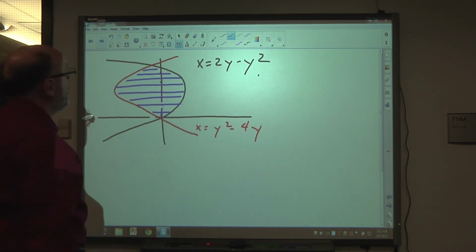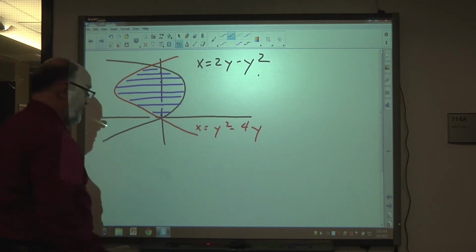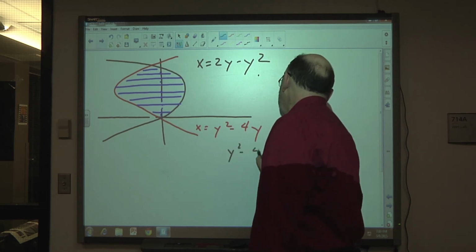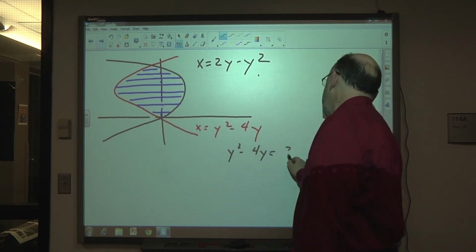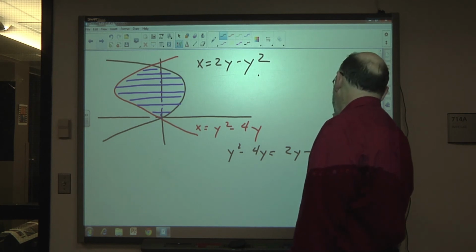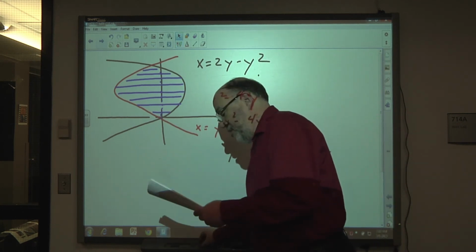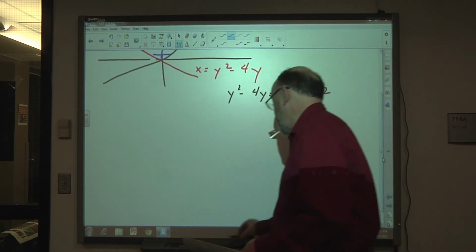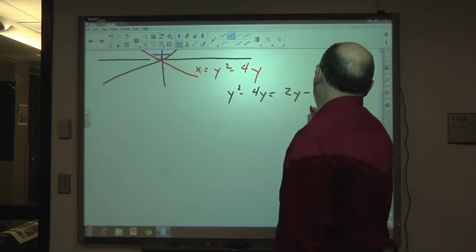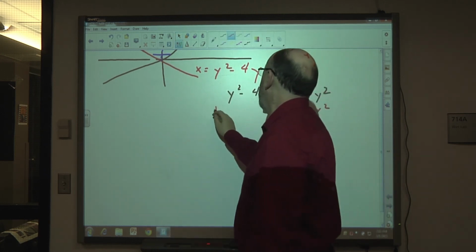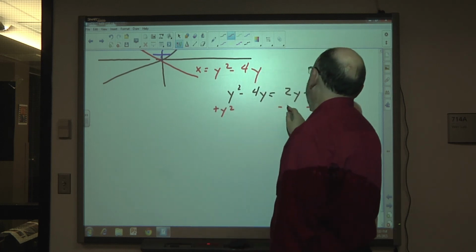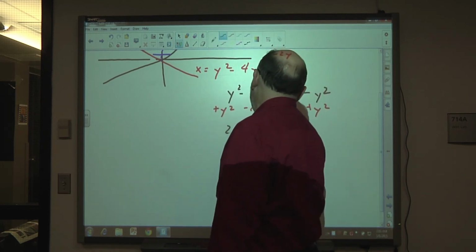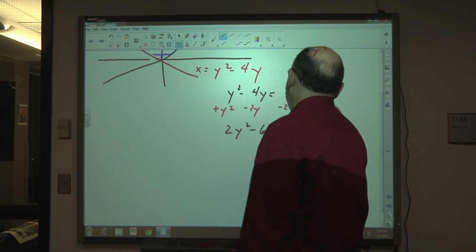All right. So now we need to know where the 2 points are where they intersect. So again, we take our equations and we set them equal to each other. So y squared minus 4y is going to equal 2y minus y squared. So we're going to solve this for y. So let's add y squared, subtract 2y, and subtract 2y. So we get 2y squared minus 6y equals 0.